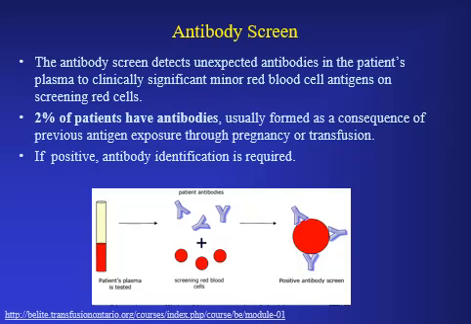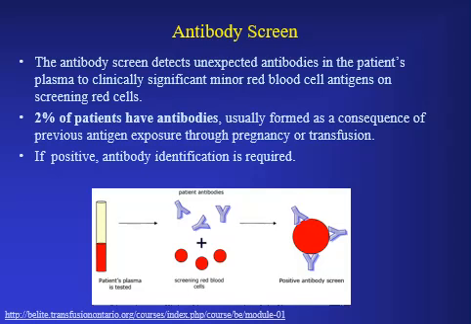Now, moving on to the antibody screen, this is a tool used to detect unexpected antibodies in a patient's plasma to clinically significant minor red cell antigens on screening red cells. And about 2% of patients have antibodies. As we mentioned before, they're usually formed as a consequence of previous antigen exposure through pregnancy or transfusion. Now, if this screen is positive, antibody identification is required.